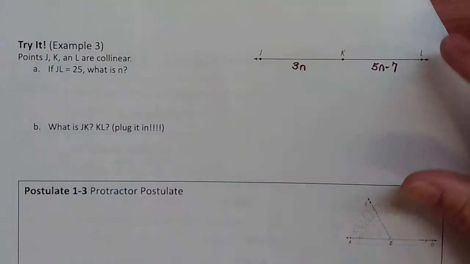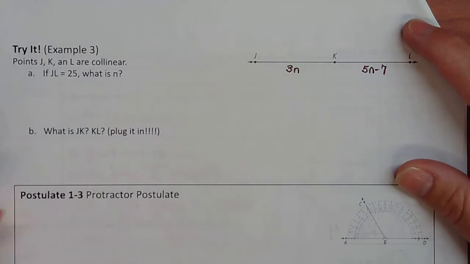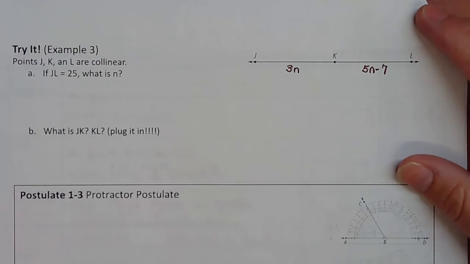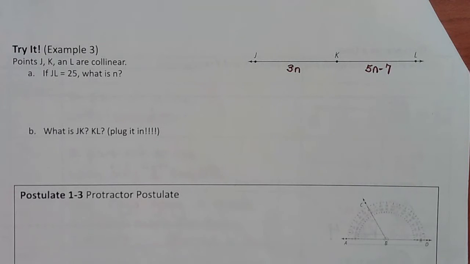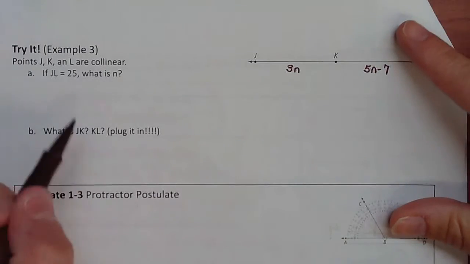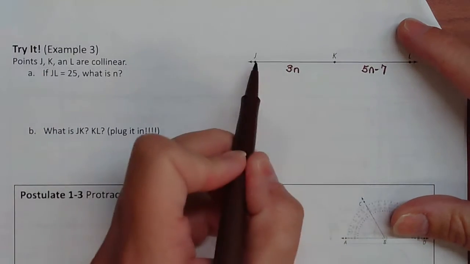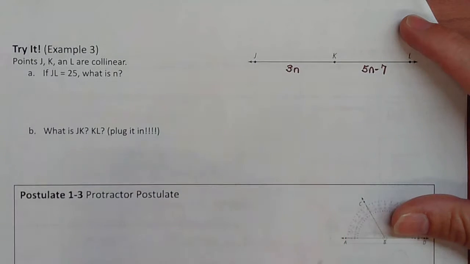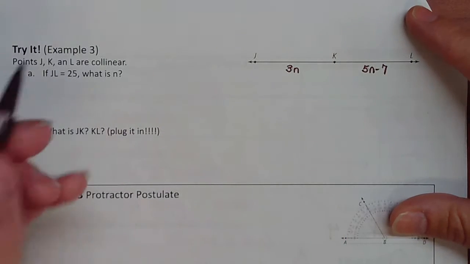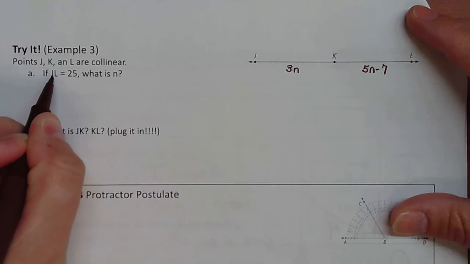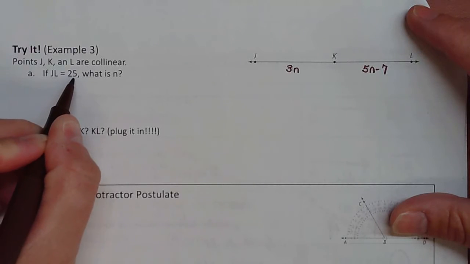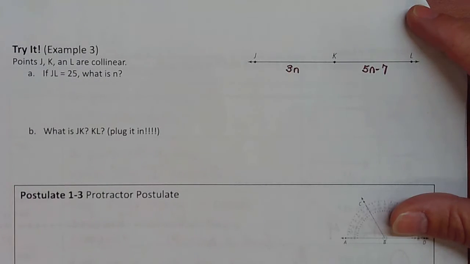So if we take a look here in the directions, and you have to read. I know a lot of us don't like to read directions. I'm not a big read direction person. I like to look for the bullet points and the important stuff. Sadly, a lot of the important stuff is actually in the directions. So they tell us here that J, K, and L are collinear, which means that they're all in the same line. And then here it says, if JL equals 25, what is n?